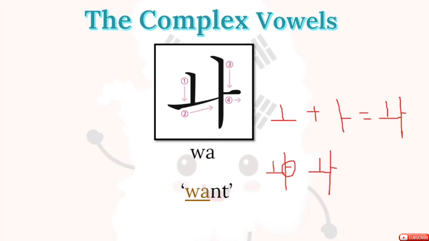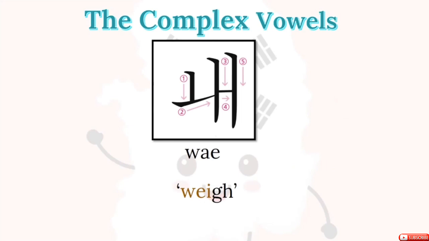And this is wa. Okay, moving on to our next complex vowel is we, and it sounds a little bit longer. We, and it sounds like the word way. And the correct order to write this is a little bit more complicated, but you can do it. Just follow the number. 1, 2, O, and A. A combination of O and A.